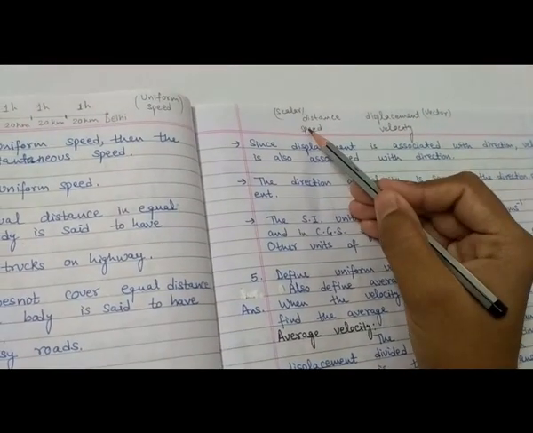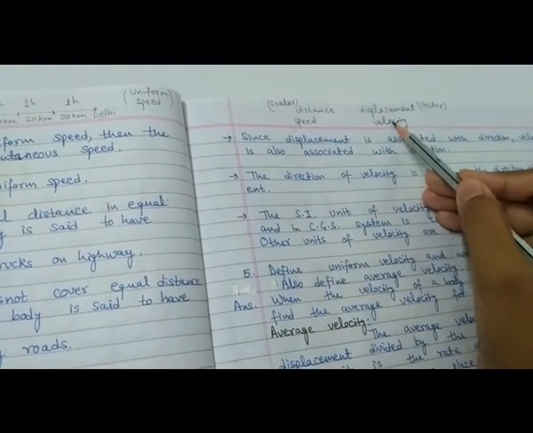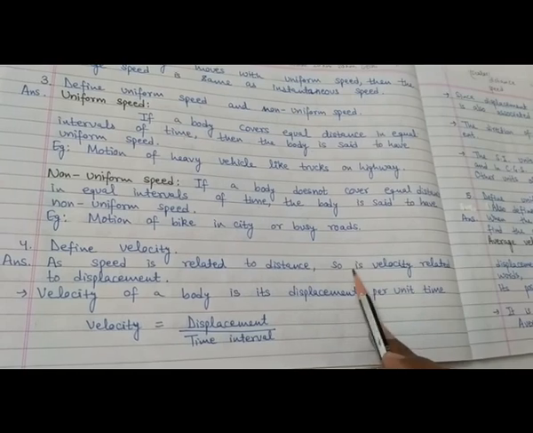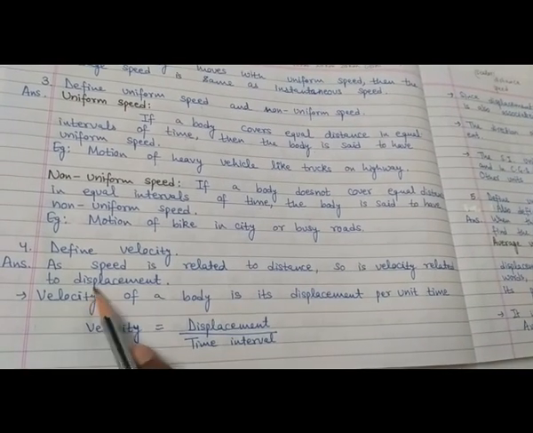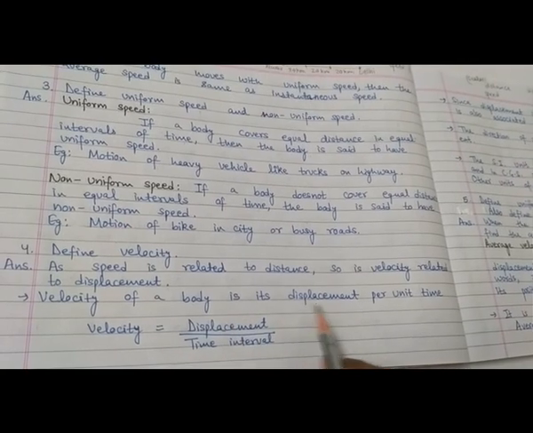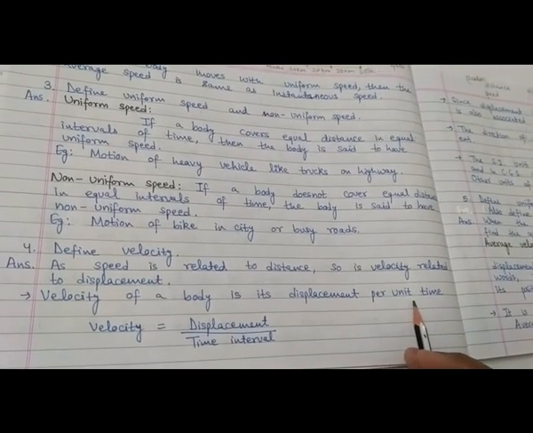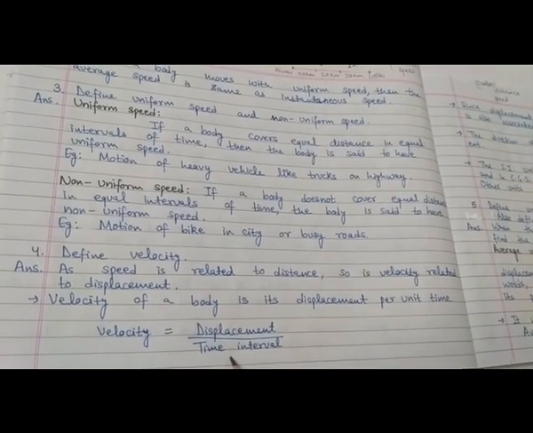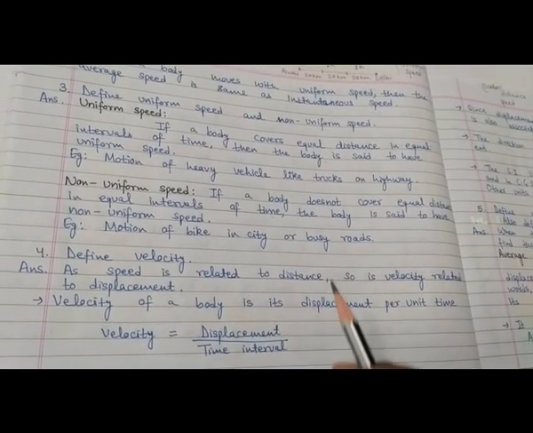As speed is related to distance, so is velocity related to displacement. Velocity of a body is its displacement per unit time. So velocity is displacement per unit time.